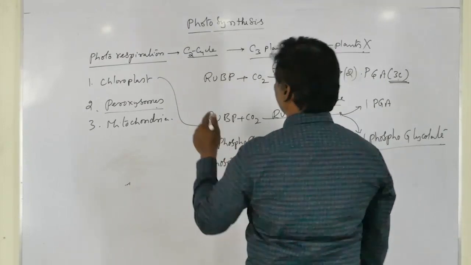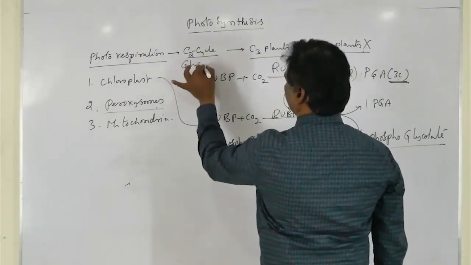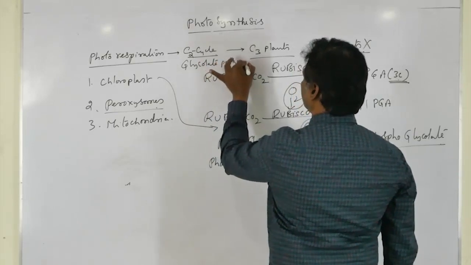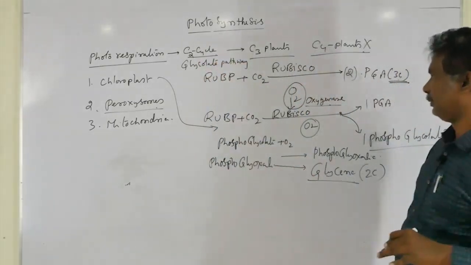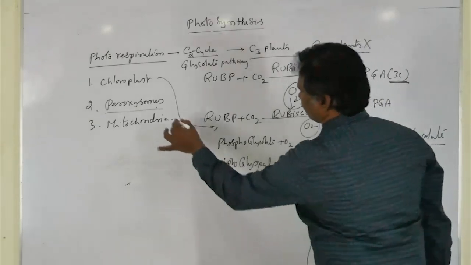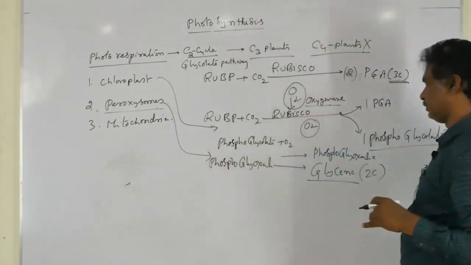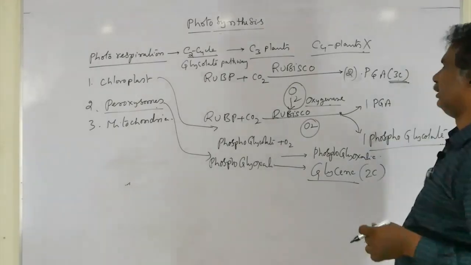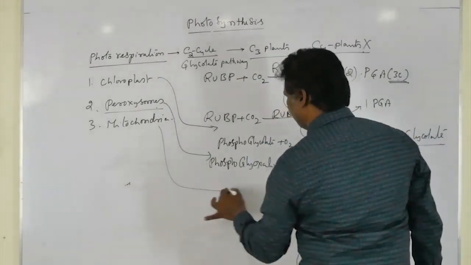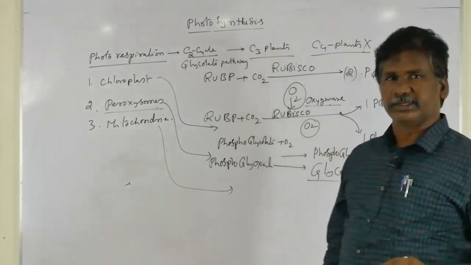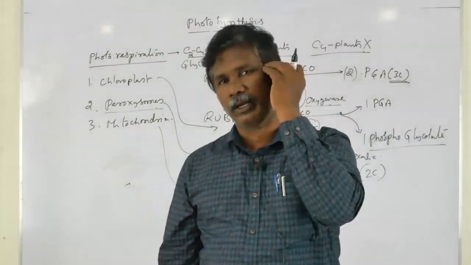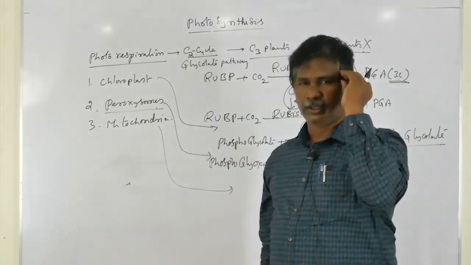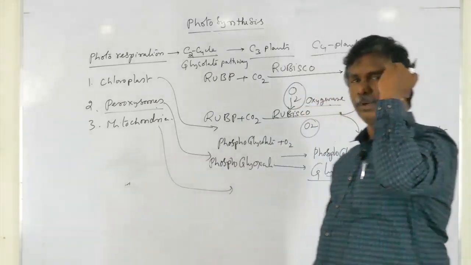Glycolate is formed, so it is also called the glycolate pathway. That reaction takes place within the peroxisomes. That glycine is formed within the peroxisomes. Then that glycine enters another cell organelle, called the mitochondria.